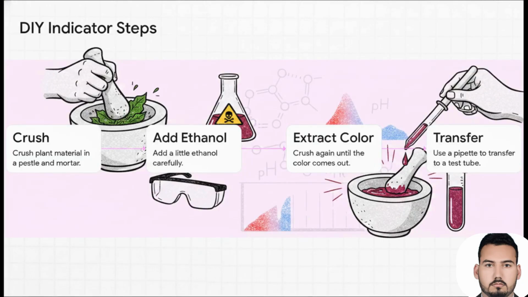Let's quickly walk through how you'd actually make one of those DIY plant indicators in the lab. First, you chop up the plant and toss it into a mortar and pestle to crush it up. Second, you add a splash of ethanol. Now pause, massive safety checkpoint here. Ethanol is highly flammable, so you absolutely must read the hazard labels and wear your safety glasses, period. Third, keep crushing until all that rich color bleeds out into the liquid. Finally, grab a pipette and carefully transfer your new, colorful indicator into a test tube.